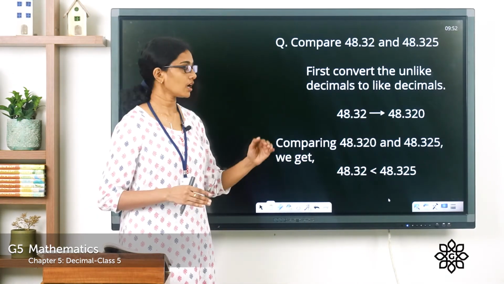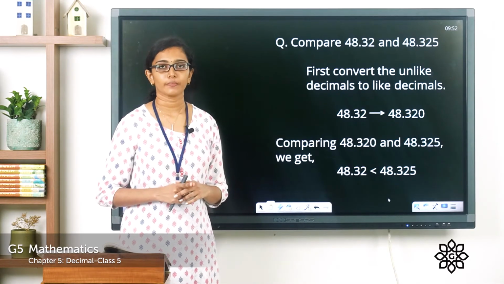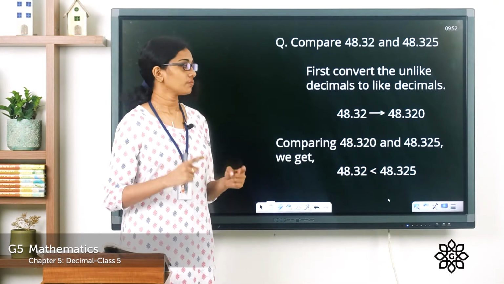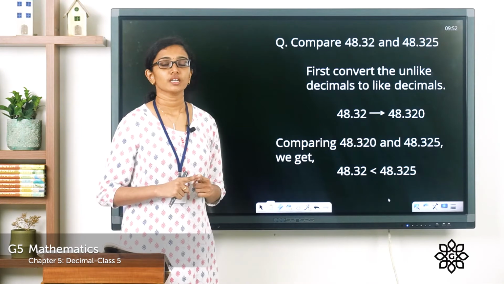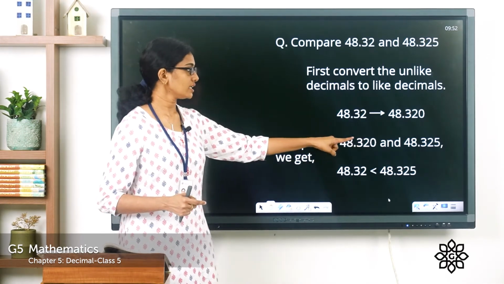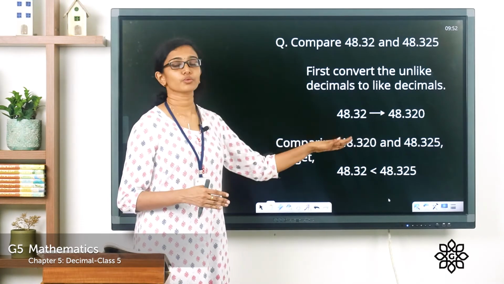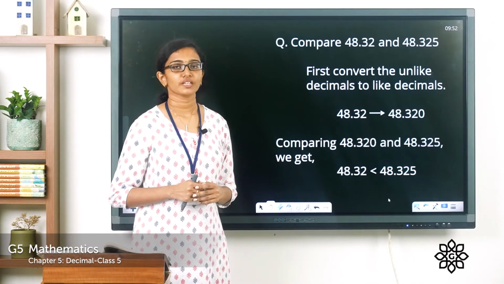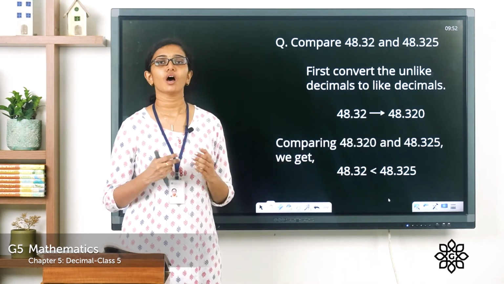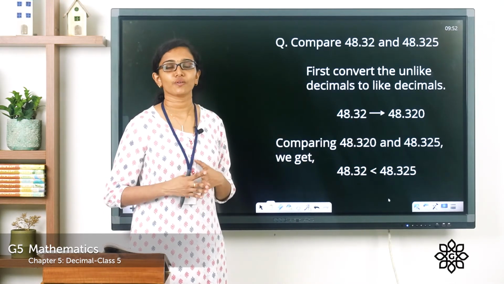Now let's compare the whole parts. The whole part is the same in both the given numbers. It is 48 in both the cases. So what do we do? We proceed to the first digit to the right of the decimal point. So that is 3 in both the cases. What do we do? We proceed to the second digit after the decimal point. That is 2. That is also the same in both the numbers. So we proceed to the third digit to the right of the decimal point.